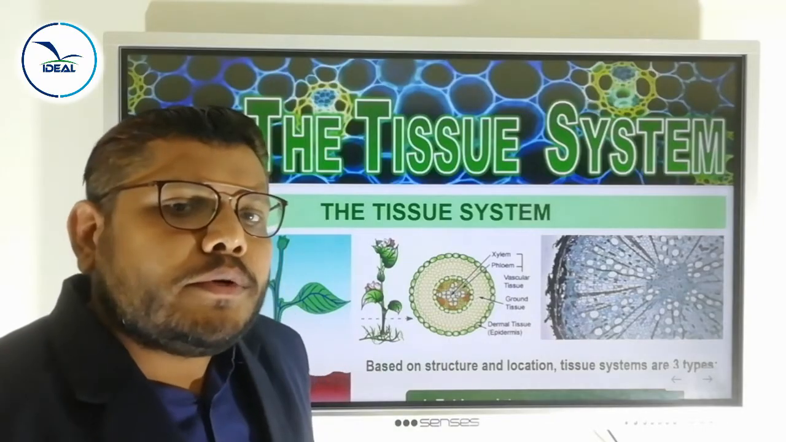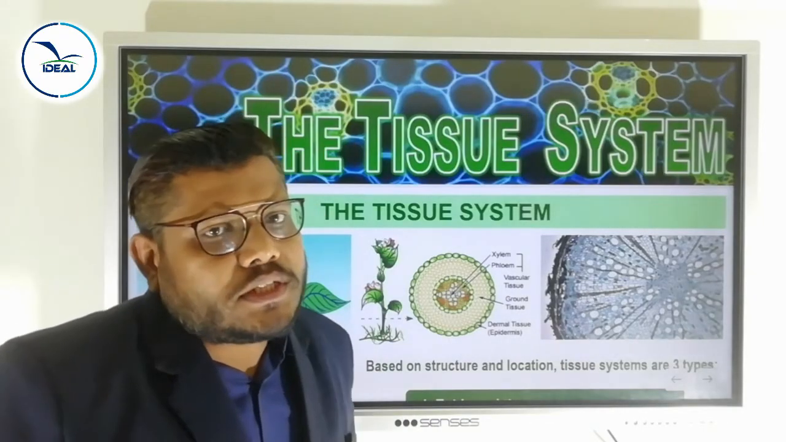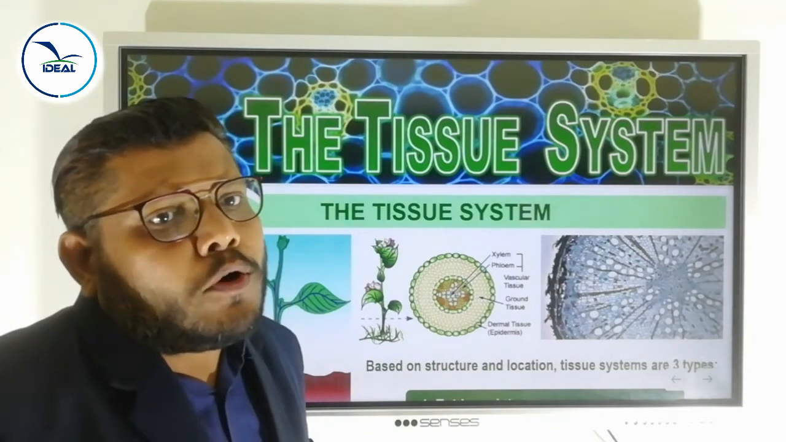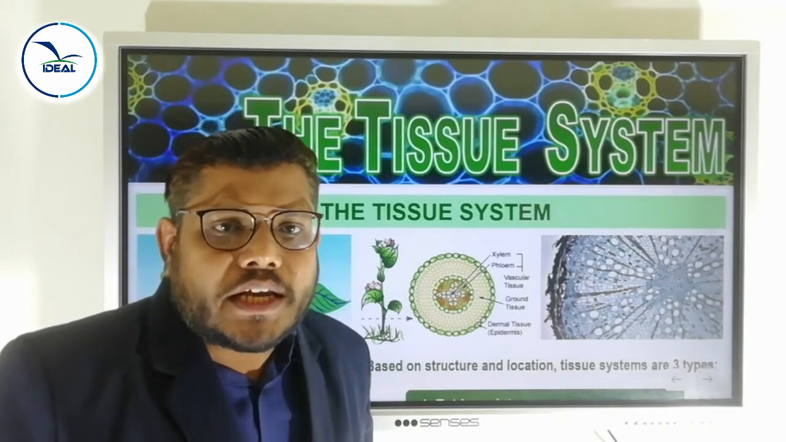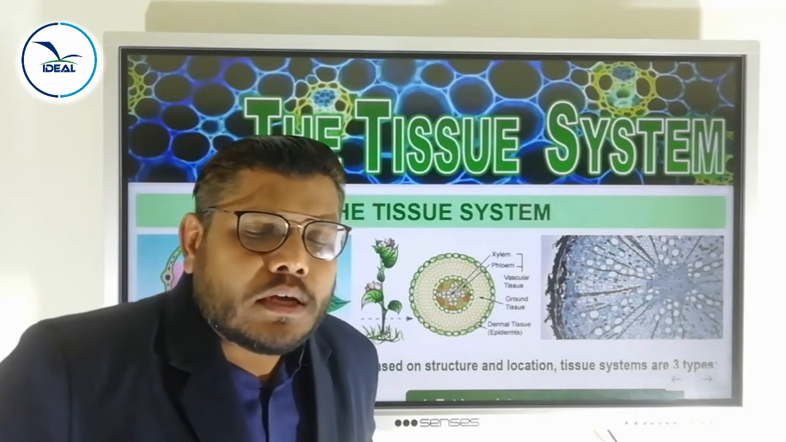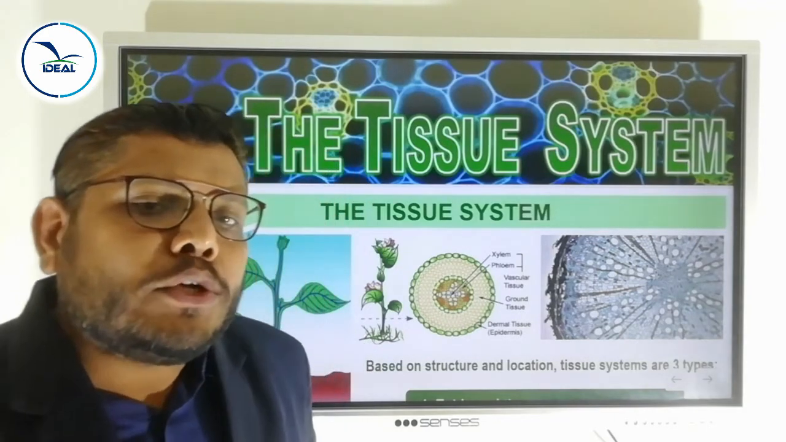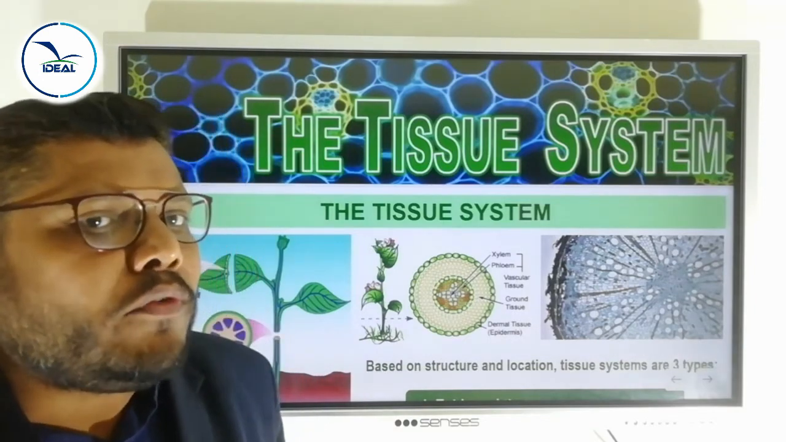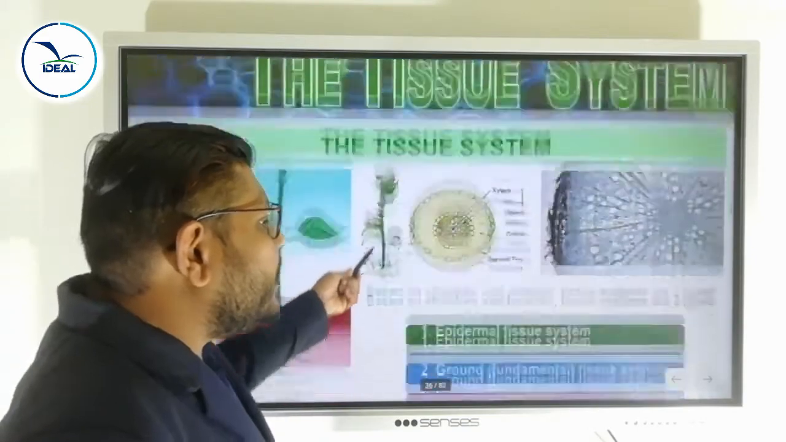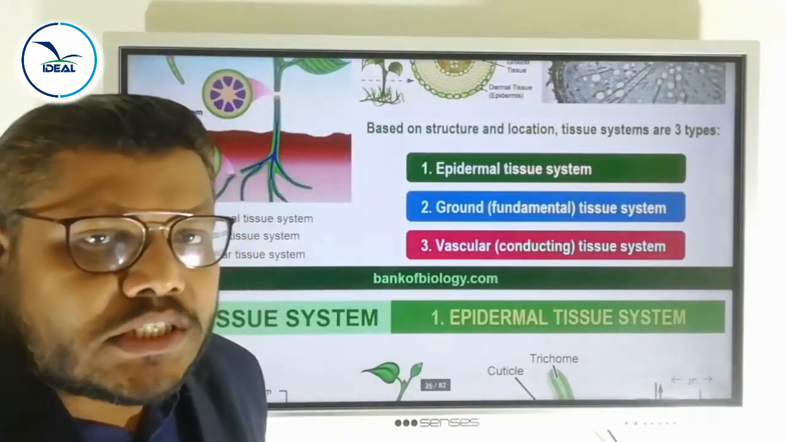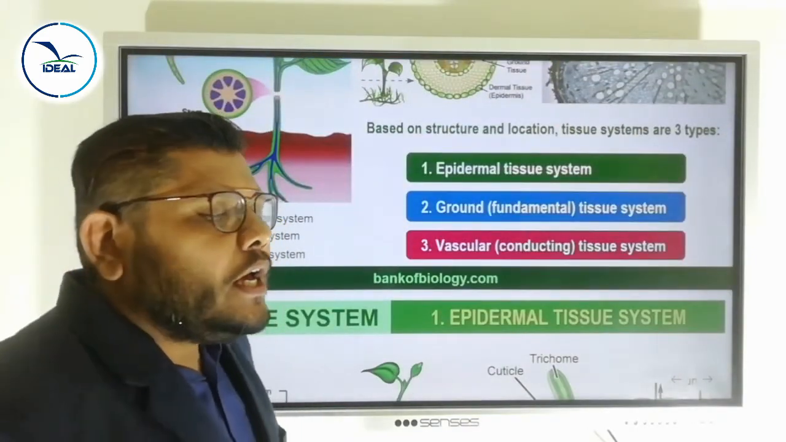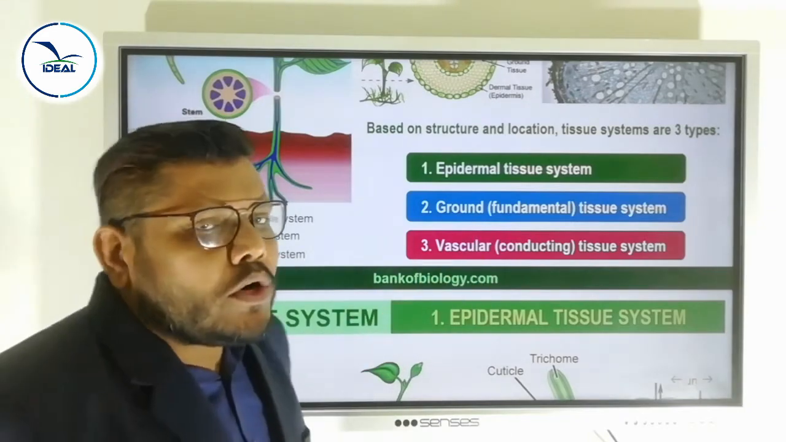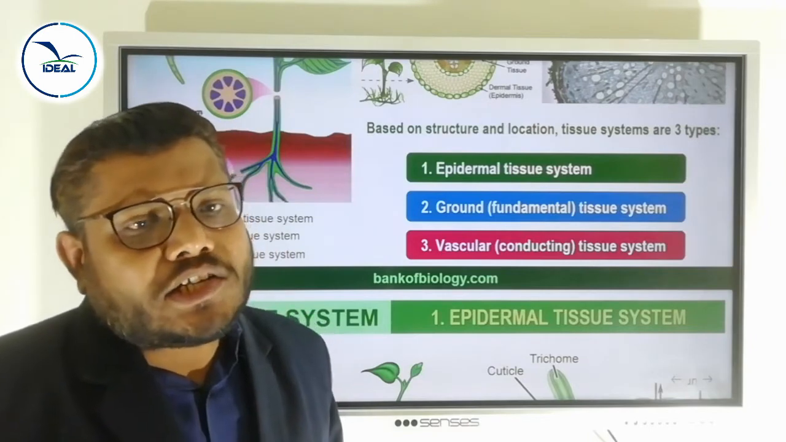Next we are going to discuss the tissue system. What is a tissue system? A group of tissues performing a similar function is called a tissue system. Based on location and structure, tissue systems are of three types: the epidermal tissue system, the ground or fundamental tissue system, and the vascular or conducting tissue system.